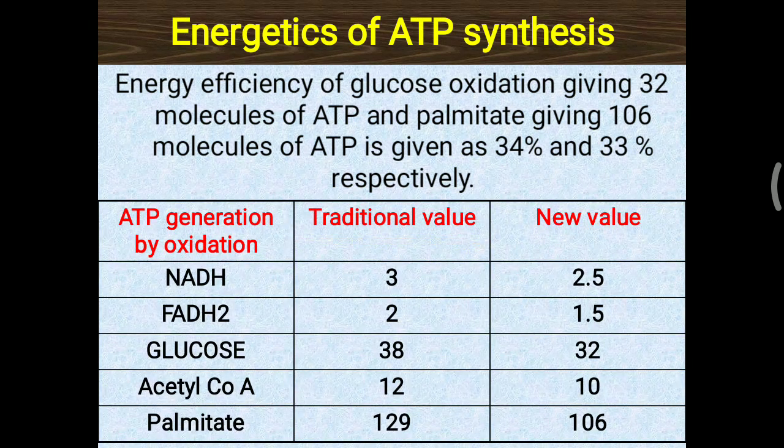So, the traditional values and the new values. NADH will generate 2.5 as per the new value, FADH2 will generate 1.5, and glucose, previously considered 38 ATP, is at present only 32. In the same way, one molecule of acetyl CoA completely oxidized in the TCA cycle generates 3 NADH, 1 FADH2 and 1 ATP. Substrate level phosphorylation ATP formation has not changed, but in the energy calculation you have to remember NADH 2.5 and FADH2 1.5 ATP generation. So one molecule of acetyl CoA will generate 10 ATP molecules. In the same way, palmitate will generate a total of 106 ATP molecules.